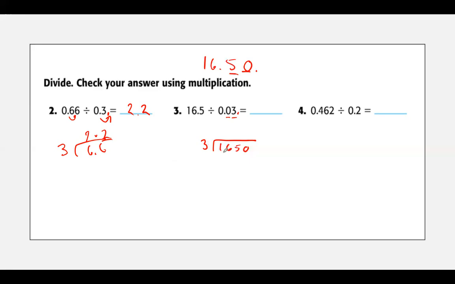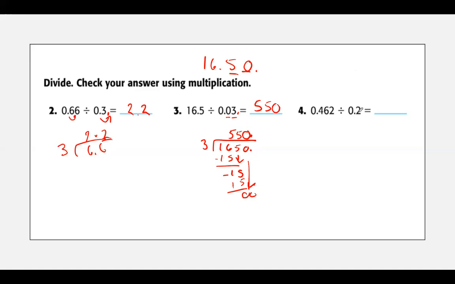So that is my new number. So now how many times is 3? And I have my decimal point right here. How many times does 3 go into 16? Well, I know it goes in 5 times. 5 times 3 is 15. Subtraction, I have 1. Then I bring down the 5. Now, how many times does 3 go into 15? Well, I know it goes in 5 times. 5 times 3 is 15. I have 0. And I bring down my 0. How many times does 3 go into 0? It goes in 0 times. So my answer is 550. Okay?